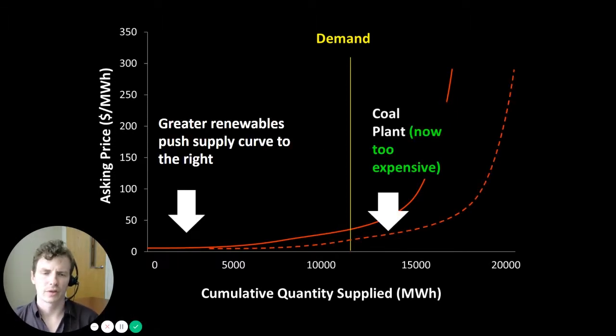But what happens if there's an explosion in growth in renewable energy? Greater renewables would then push the system supply curve out to the right. And now all of a sudden that coal plant is a little bit to the right of the demand curve, which means it's effectively too expensive to sell its electricity. The market doesn't need it anymore because there's now so much renewable in the system. And so in this case, we might see that the coal plant is losing market share. So it's not able to sell as much electricity anymore now that there's a greater portion of renewables in the market.